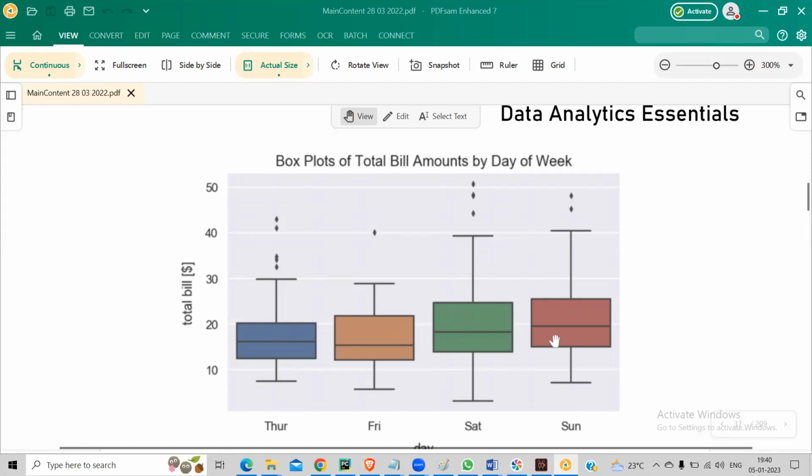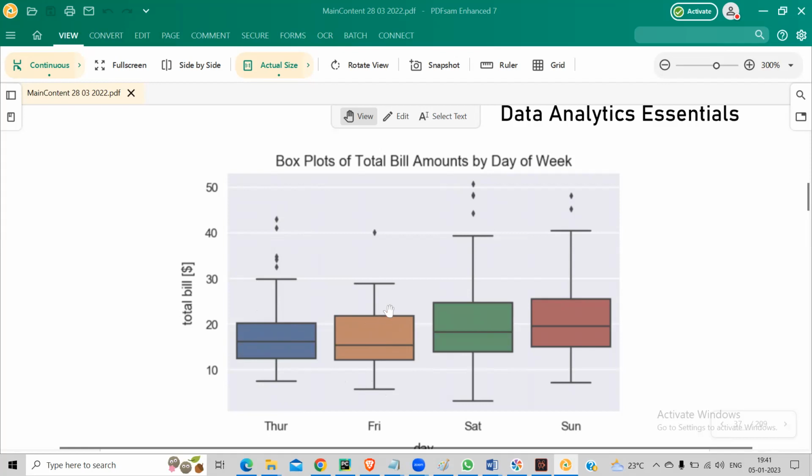For the median, Sunday is highest, Saturday is second highest, maybe Thursday is third highest, and Friday is lowest. But in terms of spread, Saturday has the highest spread. People tend to spend the lowest and the highest on Saturday. But Friday is lowest on the higher side and highest on the lower side. That means people spend almost the same on Friday. And these dots are outliers. On Thursday, people spend the least, but there are some people who spend a lot on Thursday.